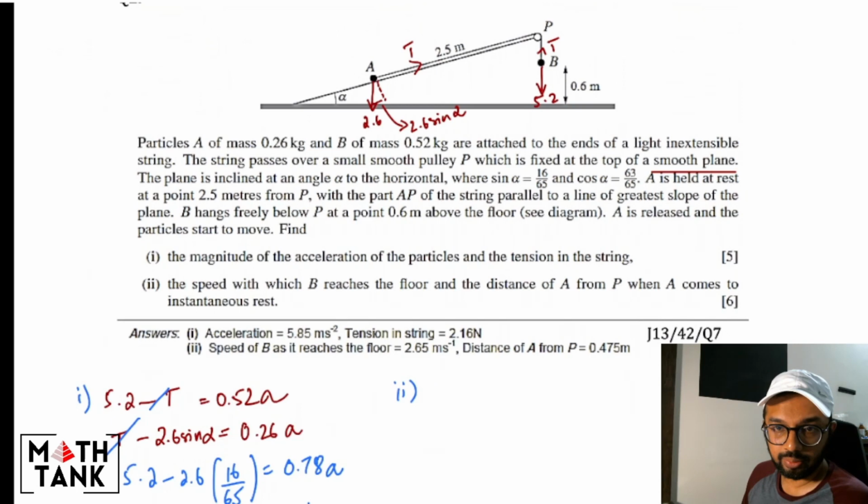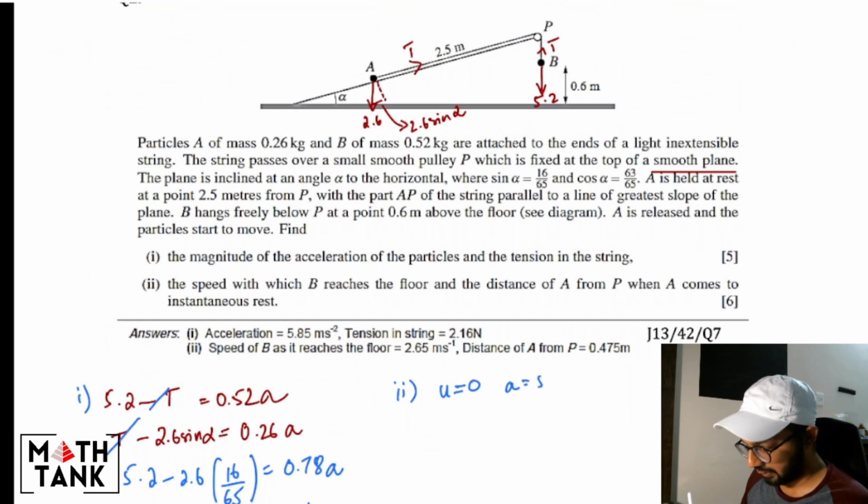comes to instantaneous rest. Okay. The speed with which B reaches the floor. So I'm going to say that B had a starting speed of 0. It traveled with 5.85 acceleration. I could be more precise and say 5.846 because there's a lot of rounding off involved there, rounding off for about 4 hundredths there.